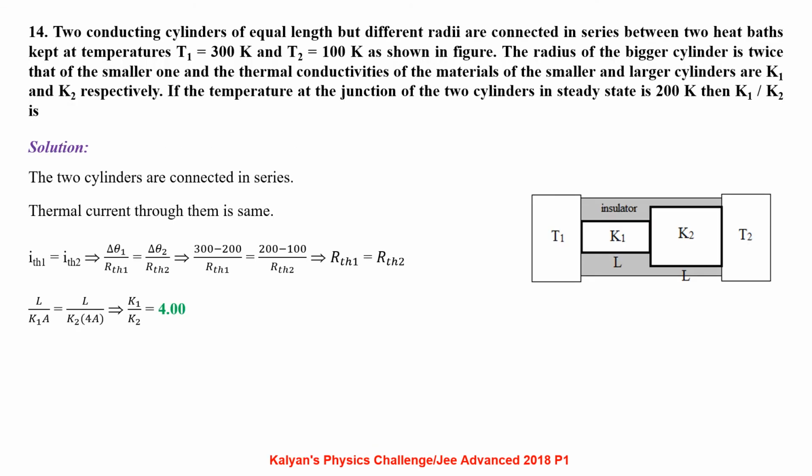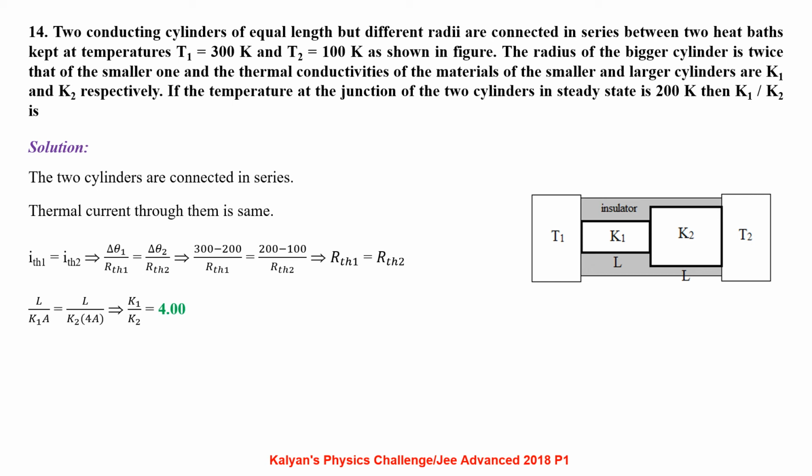Two conducting cylinders of equal length but different radii are connected in series between two heat baths kept at temperatures T1 equal to 300 Kelvin and T2 equal to 100 Kelvin as shown in figure. The radius of the bigger cylinder is twice that of the smaller one, and the thermal conductivities of the materials of the smaller and larger cylinders are K1 and K2 respectively. If the temperature at the junction of the two cylinders in steady state is 200 Kelvin, then K1 by K2 is?